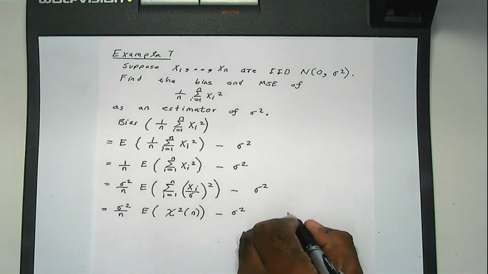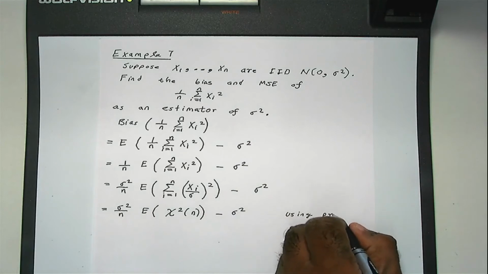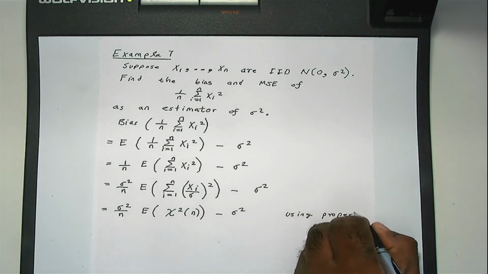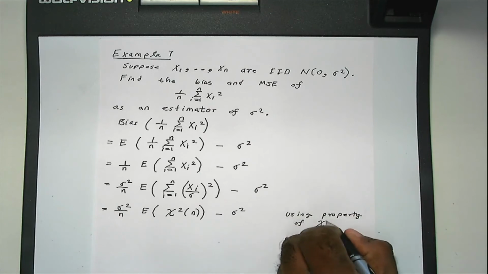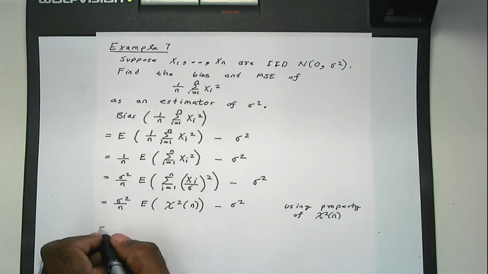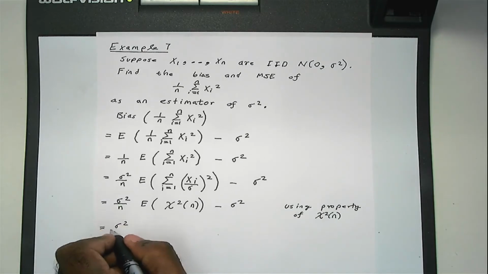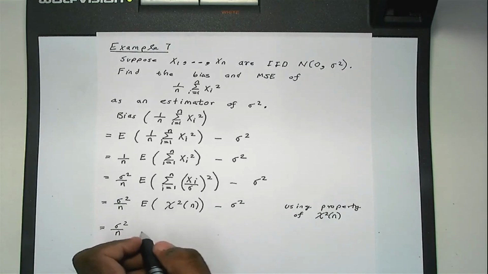So this, once again, uses the property of chi-squared n. So I suggest you look at the video. If you don't remember this, please look at the video on chi-square distribution, right? Okay, in the next step, I'm going to use the fact that the expected value of a chi-squared is the degrees of freedom, which is n here.